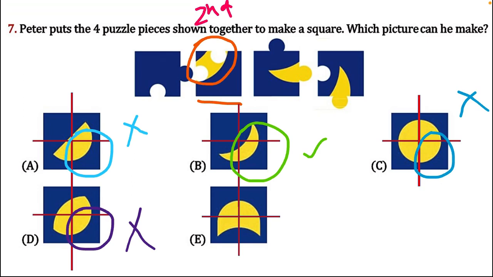Moving to option number E, there is not a single piece in option number E which shows the blue part, that small blue part on the top left corner. So option number E is also incorrect. It means option number B is correct, and this puzzle is actually the picture of a moon when you put it in place.